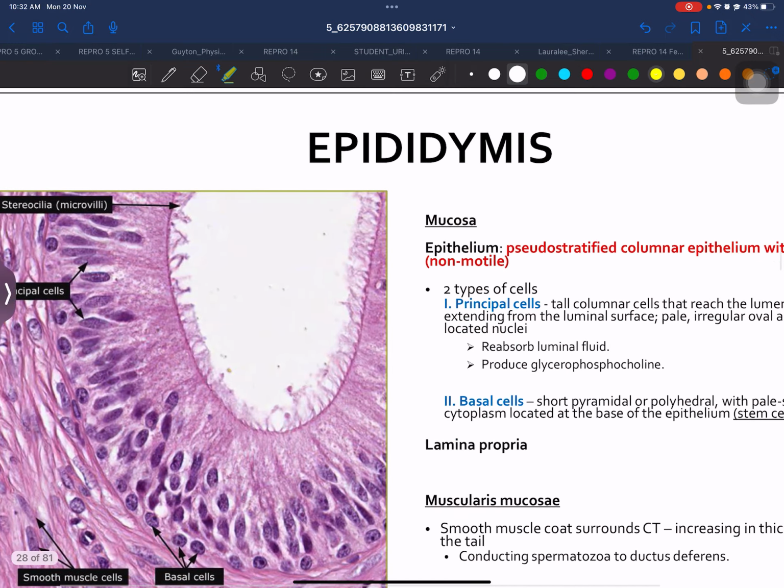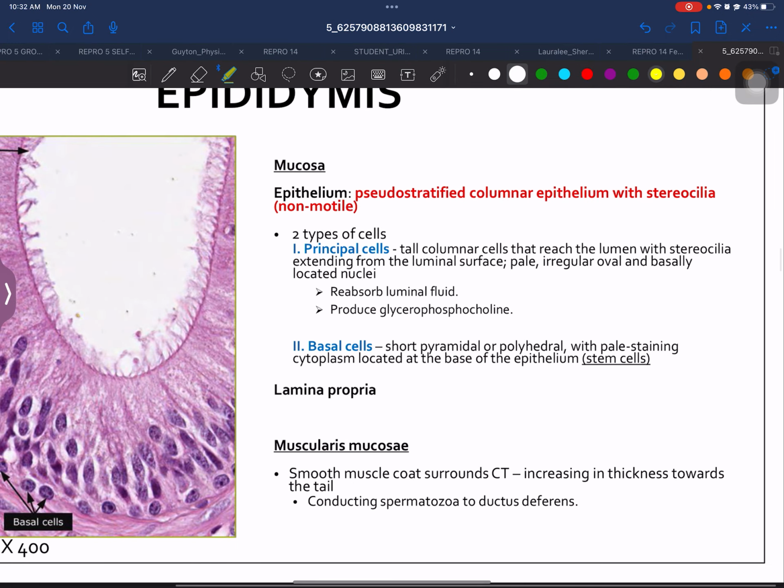It has mucosa and muscularis mucosa. In the mucosa, we have the epithelium, again pseudo-stratified columnar epithelium with stereocilia. This epithelium has two types of cells: the principal cells and the basal cells. Kalau basal cell, as usual, is a stem cell. They akan replace the old cells.